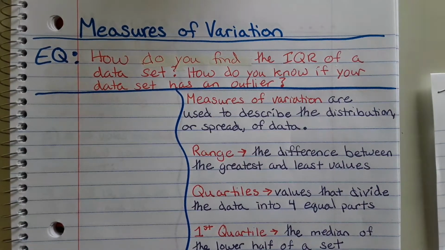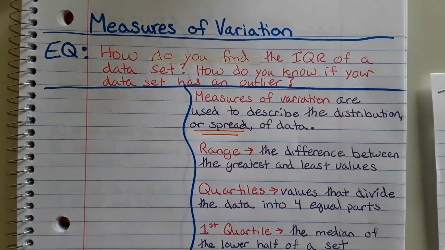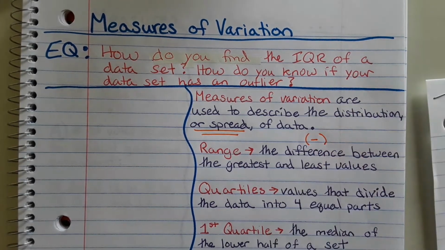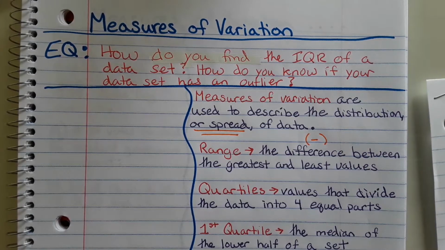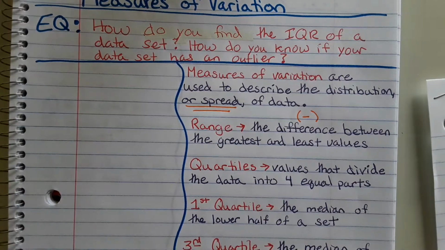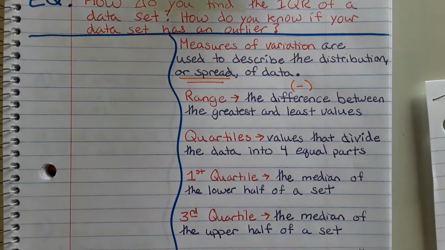When we're talking about measures of variation, you already know that they are used to describe the distribution. So mainly we're talking about the spread of your data points, the distance between one point and another point. We know that range is the difference, which we find by subtracting the least value from the greatest value. And now our new learning is going to revolve around quartiles.